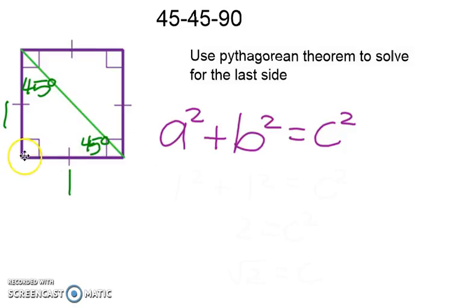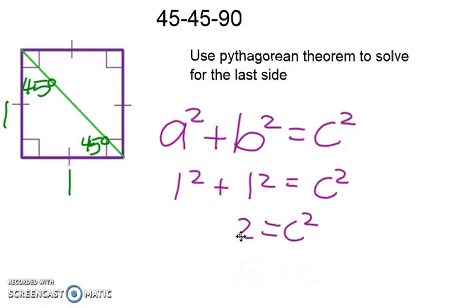And if you notice, we're across from the right angle right here, so we are solving for c. So I plug in my legs, and then I just go through simplifying. I get 2 equals c squared, and then I of course have to take the square root, and so I get the square root of 2 is c. So just like we did with the 30, 60, 90, now we're going to take that and put it into a general form.